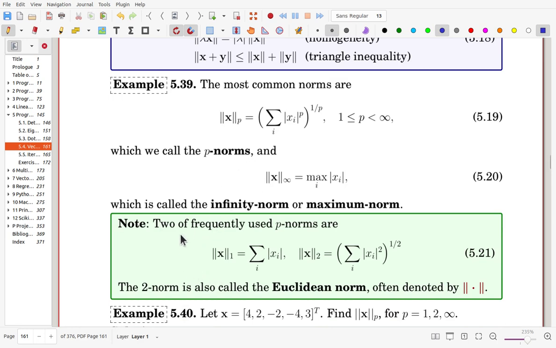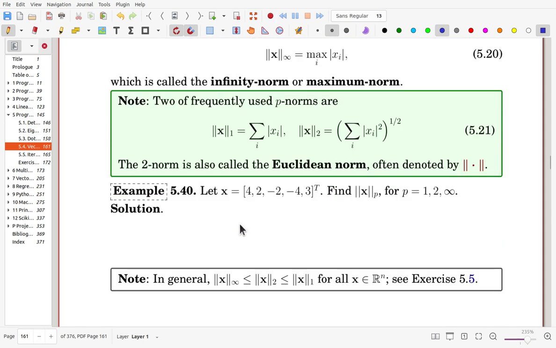Now, two of the frequently used p norms are the one norm and the two norm. The one norm is simply the addition of absolute values of entries, and the two norm is the square sum to the power one half. The two norm is also called the Euclidean norm, and we often use it without the subscript. That means that once you see a norm without any subscript, the default is the two norm, or the Euclidean norm.